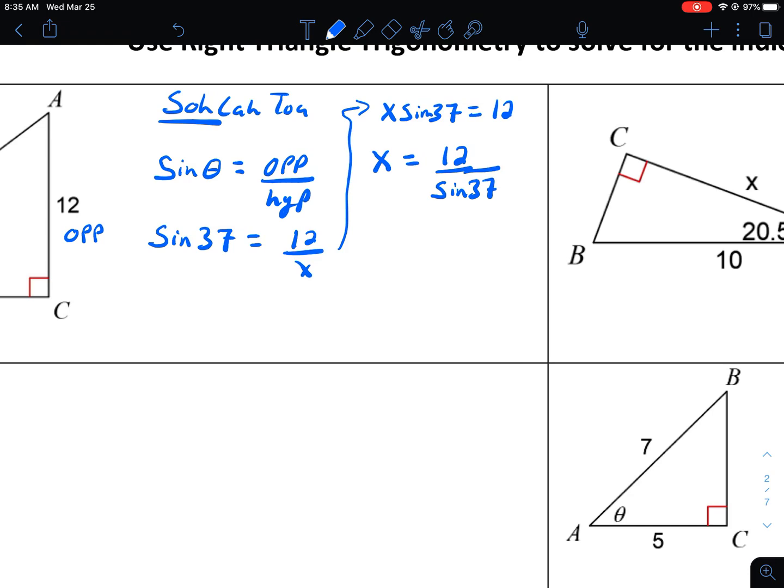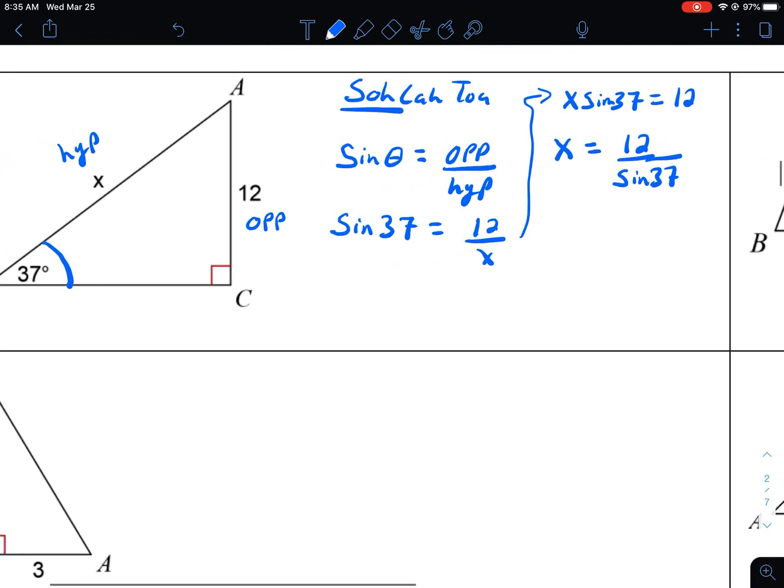Now remember here, your calculator needs to be in degrees because our angle measure is in degrees. And usually when we're working with triangles, they are. And so that way we get the correct answer. And we should get, if you type it into your calculator, x is equal to approximately 19.94.